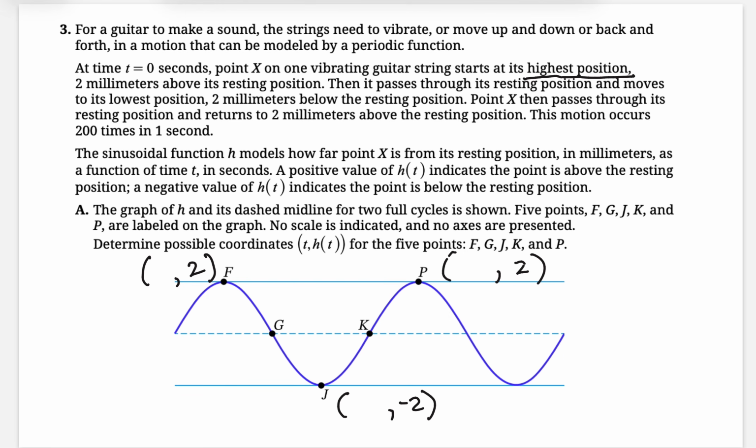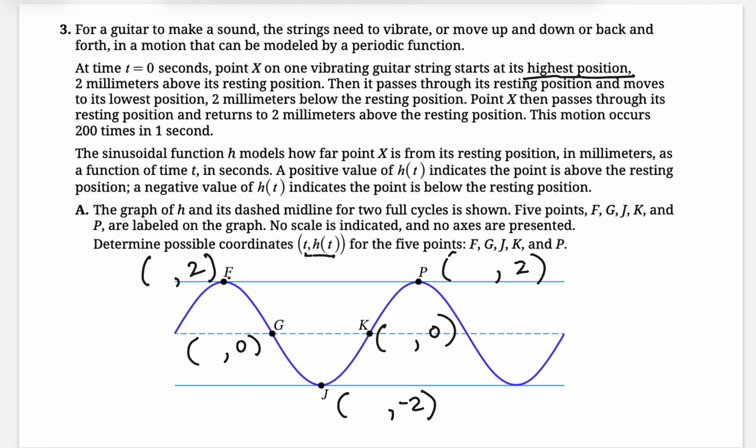So part A is we're supposed to label the points, T, H of T, for these 5 points. I'm going to add in here that these are my resting position points, so I know that the Y value is going to be 0. So now I need to find the X value. It's saying that the motion is occurring 200 times in 1 second. So we know that between F and P, it is going to vibrate like that 200 times per 1 second.